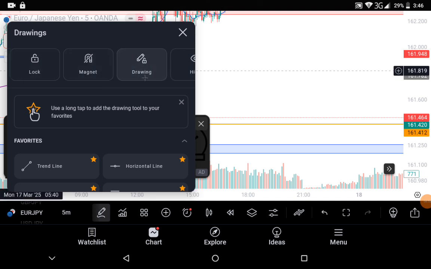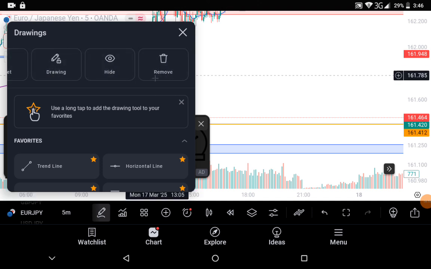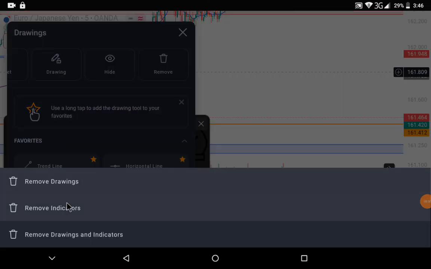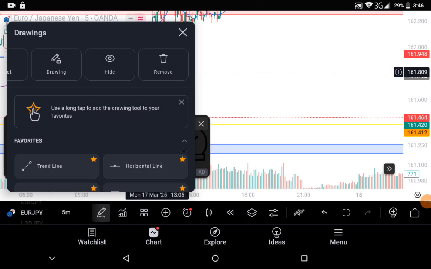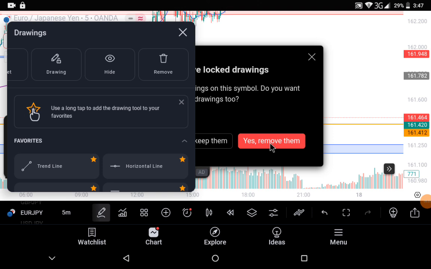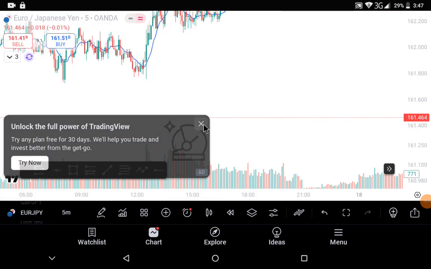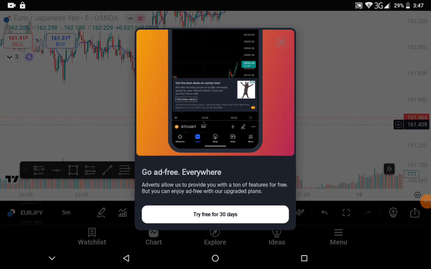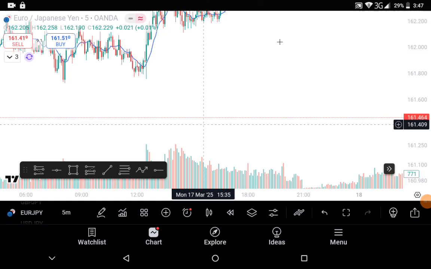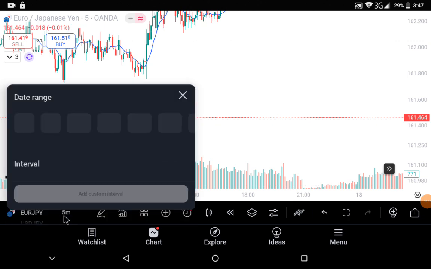Remove drawings. Remove every single thing. All right, so now I'll be analyzing the market again. First of all, as usual, we go to the higher time frame, the 3 months time frame.